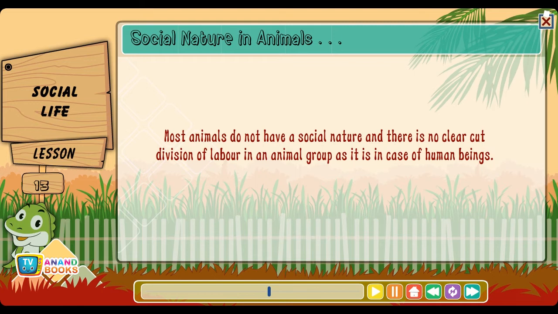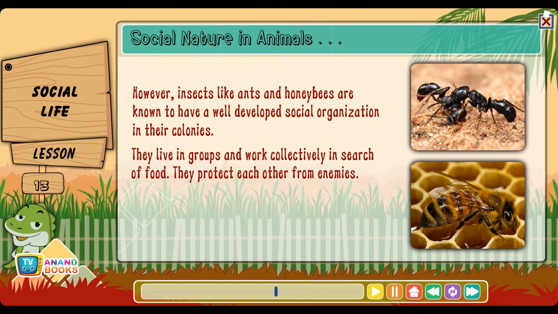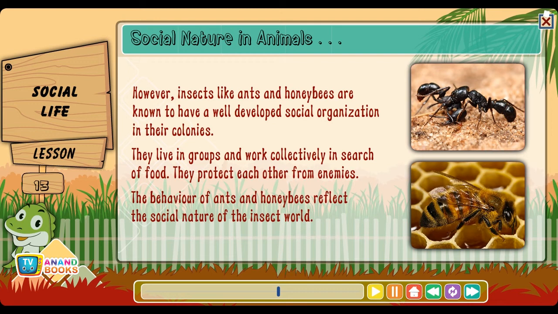However, insects like ants and honeybees are known to have a well-developed social organization in their colonies. They live in groups and work collectively in search of food. They protect each other from enemies. The behavior of ants and honeybees reflect the social nature of the insect world.